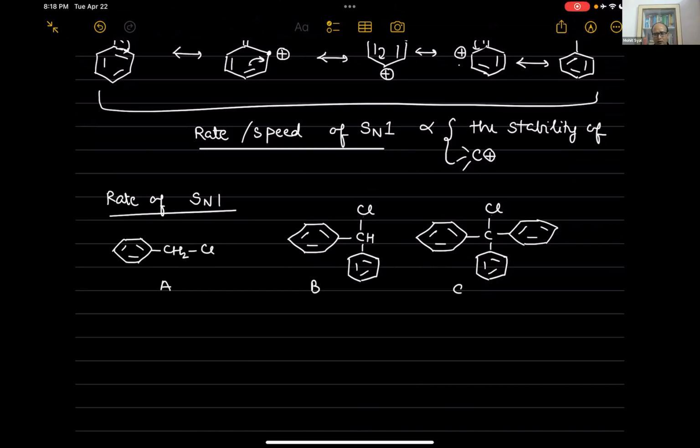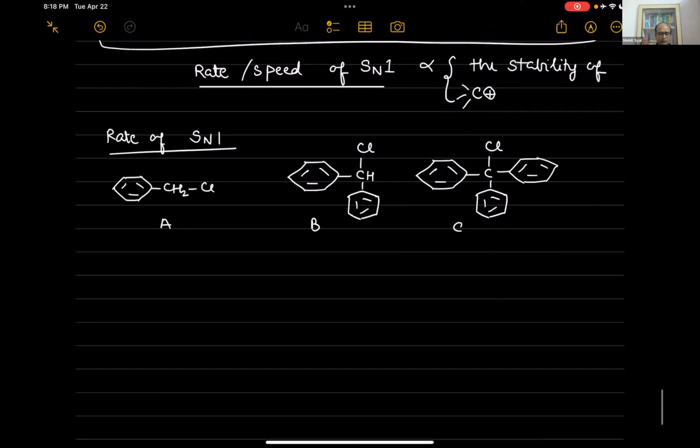And now all three of you, Jasleen, Ibrahim, and Zainab, you can try this problem. What will be the speed of SN1 reaction for these three reactants? A is more, B is more, or C is more?